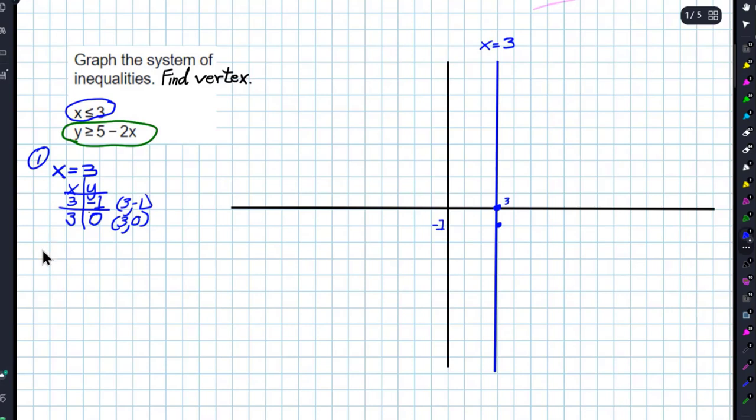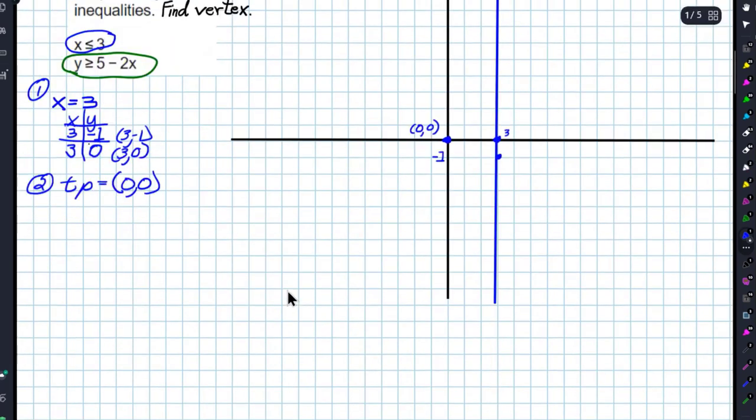Step two, find a test point. I want to choose the easiest one because I want you to see this. 0, 0. This is 0, 0, the very center of the grid. 0, 0 is the easiest test point in the whole wide world. You'll see why in a minute, when you can use it. Or you can just choose any old point like I was doing up above.